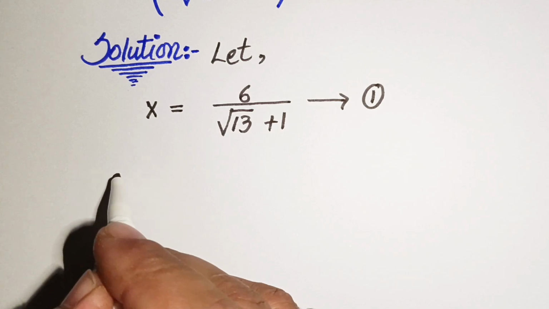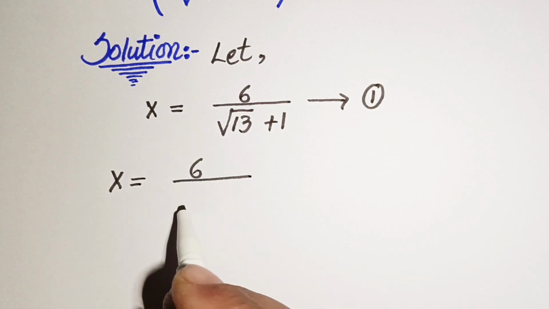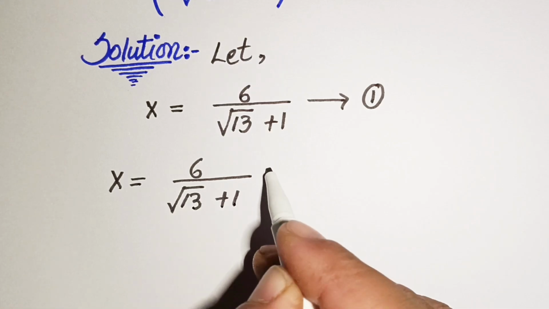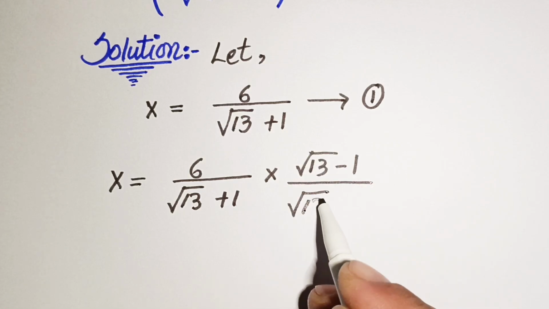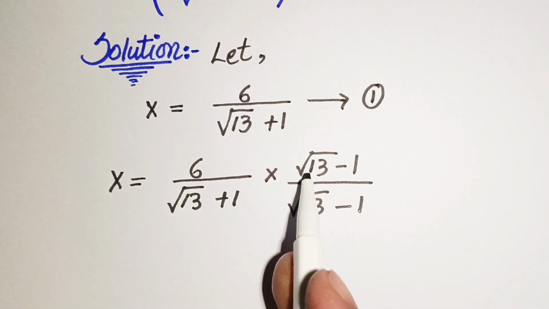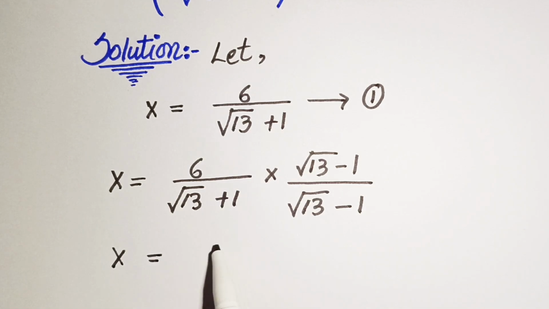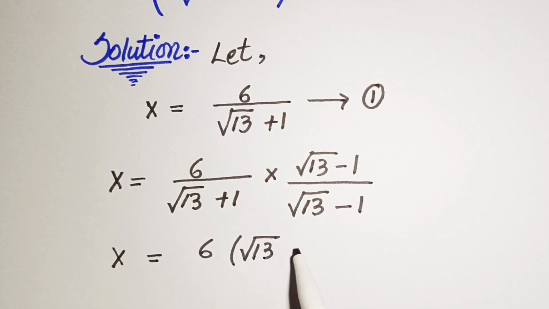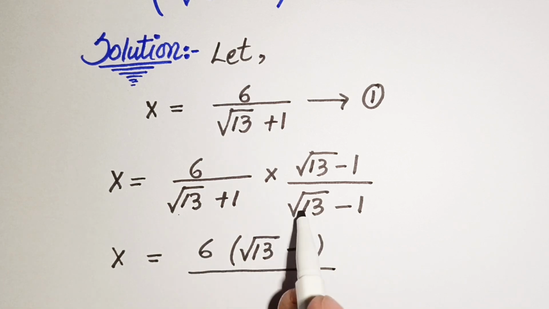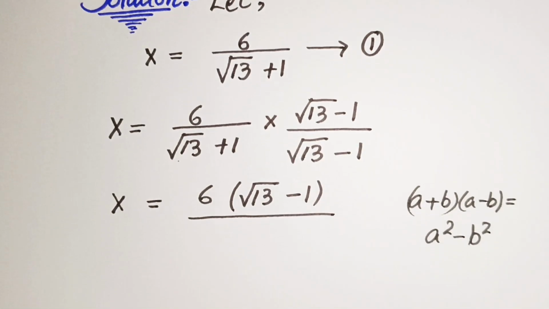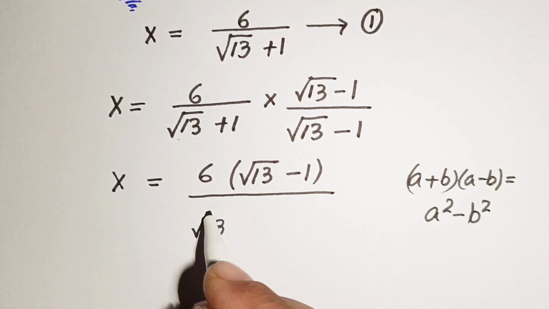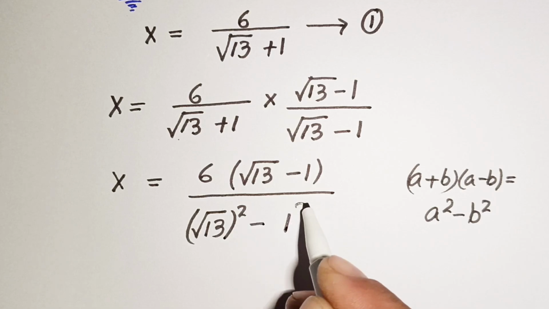Now here x is equal to 6 divided by square root of 13 plus 1, and if we multiply by square root of 13 minus 1, its conjugate, divided by square root of 13 minus 1. Multiplying numerators with each other and denominators with each other, we have 6 times square root of 13 minus 1 all over, here we have a plus b and a minus b. We know that a plus b times a minus b is equal to a squared minus b squared. So here we write square root of 13 whole squared minus 1 squared.